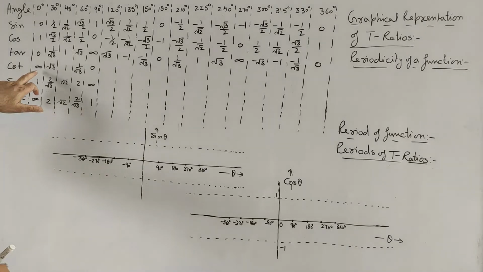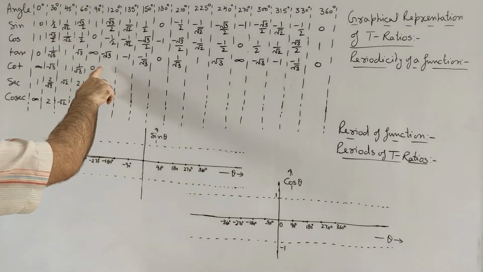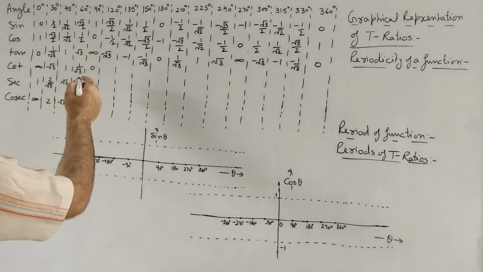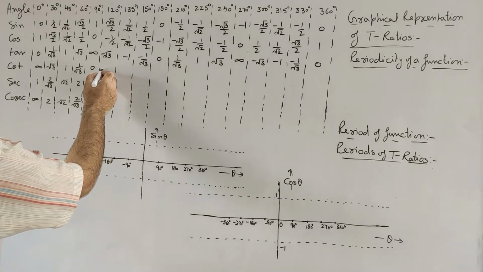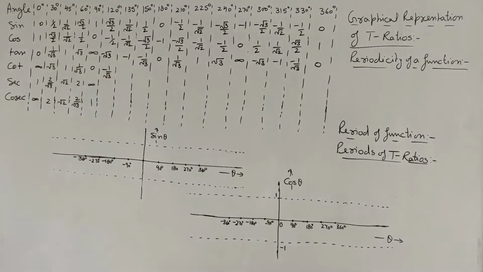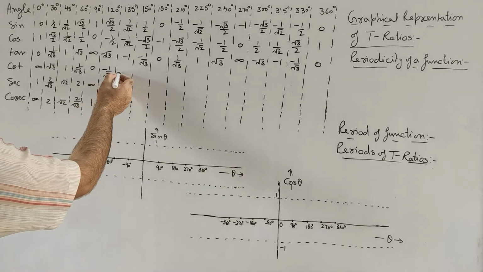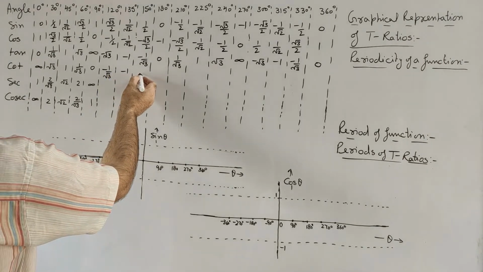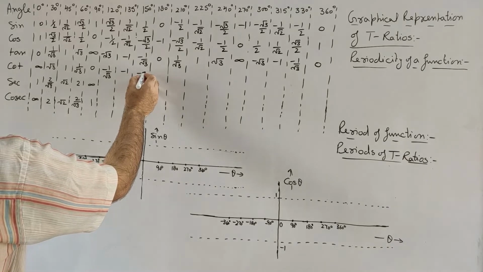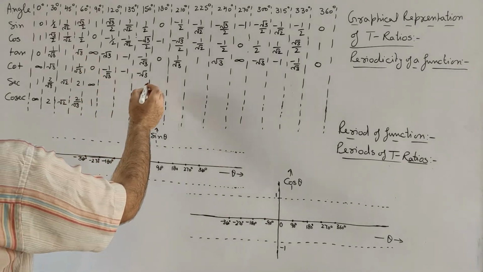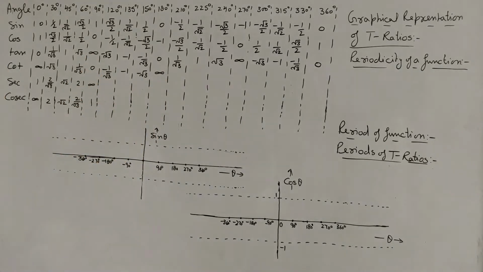Now cot 120 means cot 90 plus 30. Cot 90 plus 30 means minus tan 30, and tan 30 is 1 by root 3, so minus 1 by root 3. Then minus tan 45, so minus 1. Then minus tan 60, so minus root 3. Minus tan 90, tan 90 is infinite, so it will be infinite with negative sign.